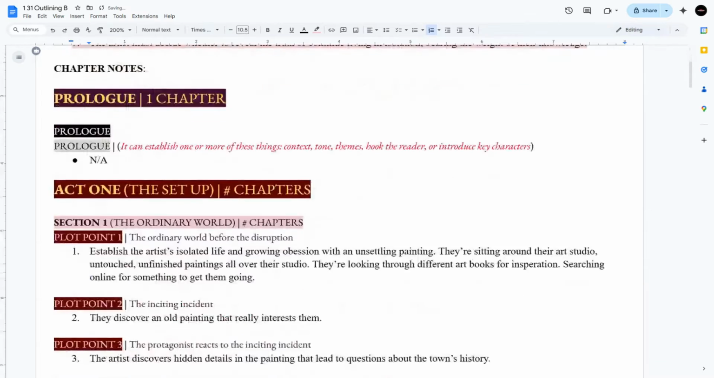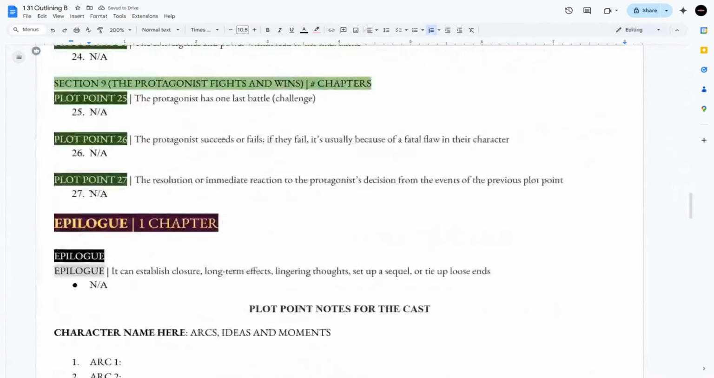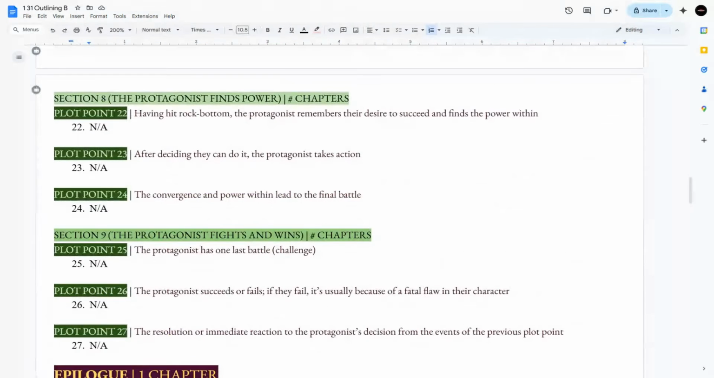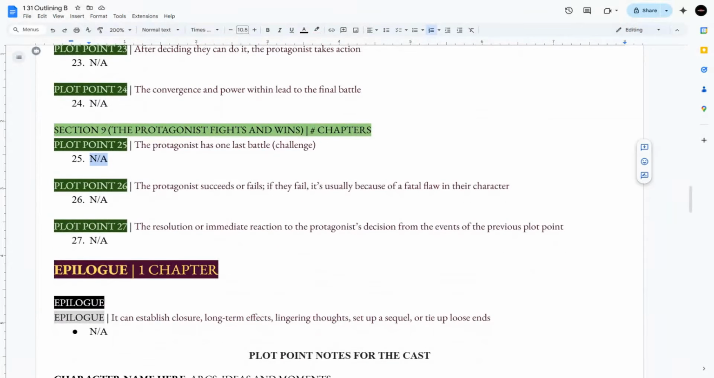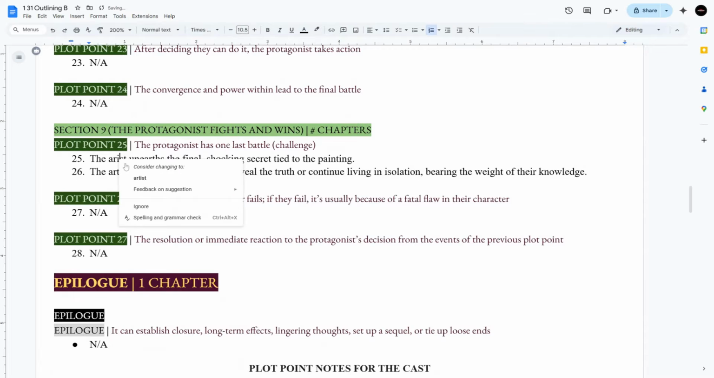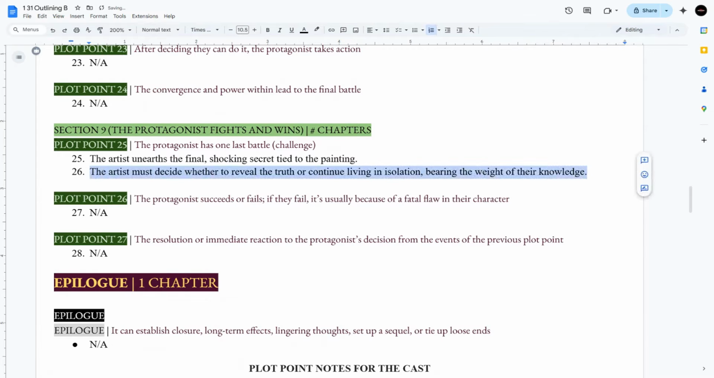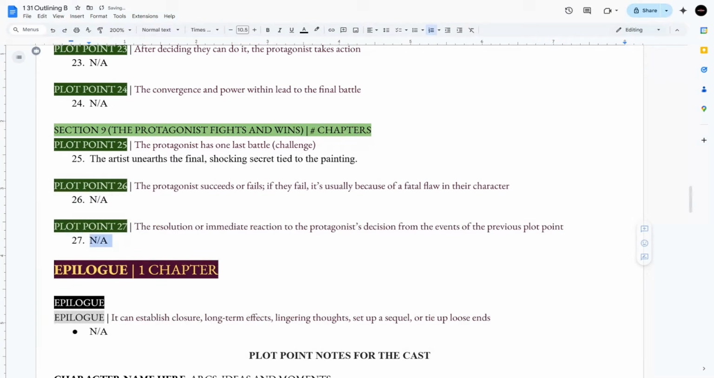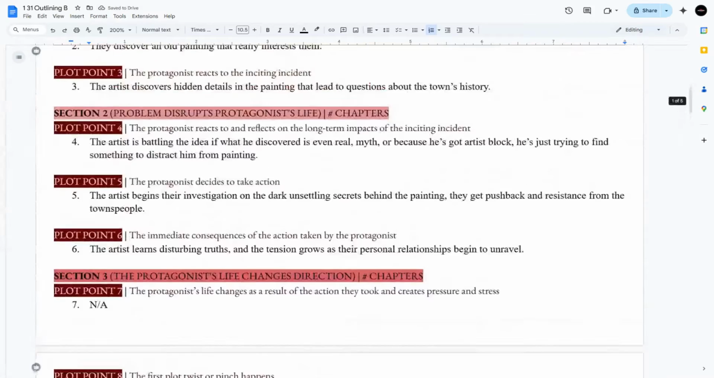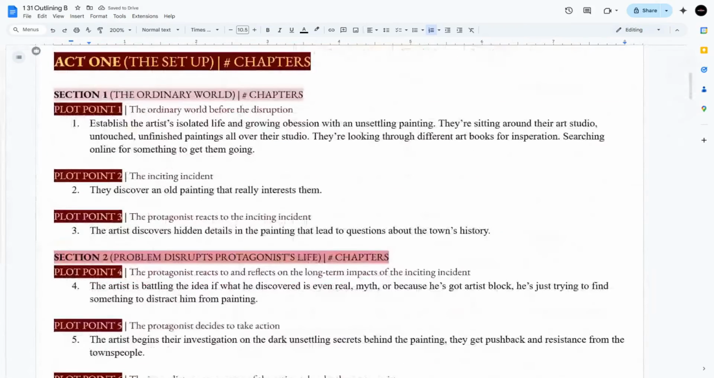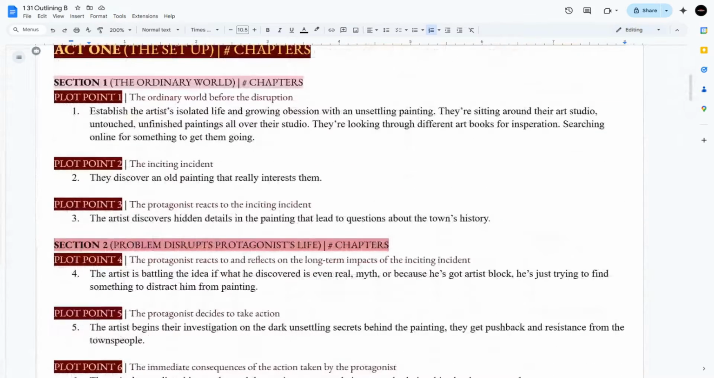All right. So let's see. That first one is the final battle. It's the final battle. All right, there we go. So we got 2 beats in just from brainstorming, by the way. Just from brainstorming, I've created: they discover an old painting that really interests them.